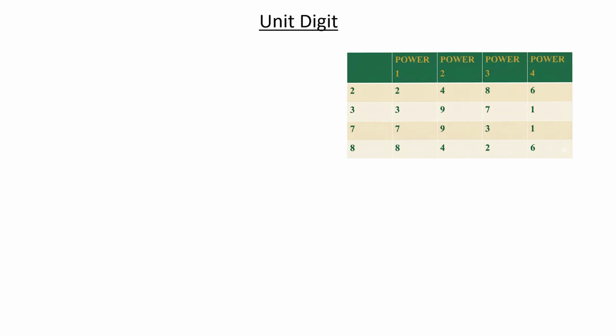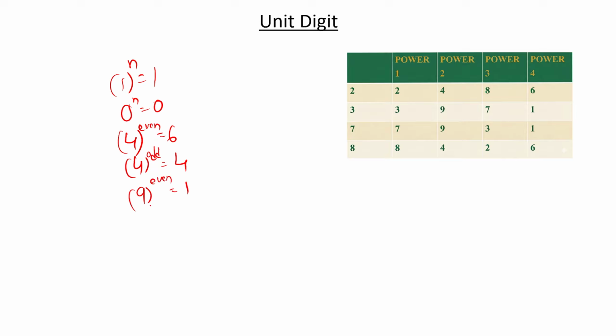Here we already know 1 power n is equal to 1, 0 power n is equal to 0. 4 power even is equal to 6. 4 power odd is equal to 4. 9 power even is equal to 1. 9 power odd is equal to 9. 6 power n is equal to 6. 5 power n is equal to 5. We know up to here.